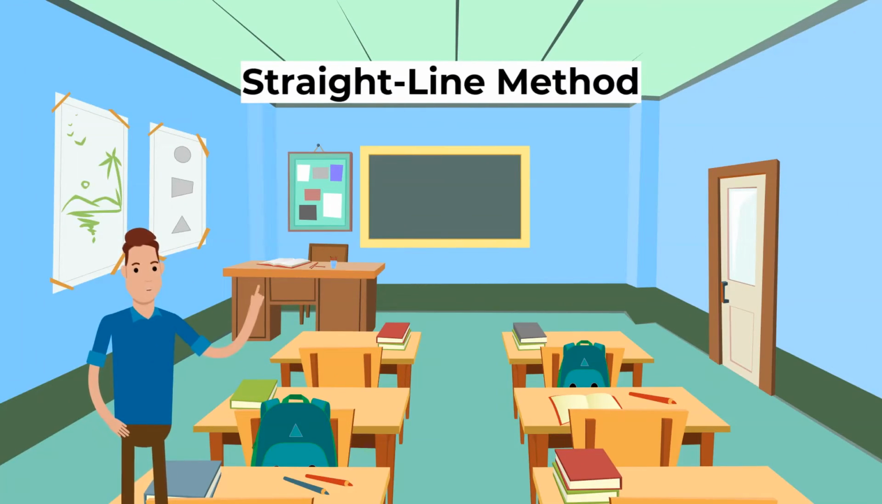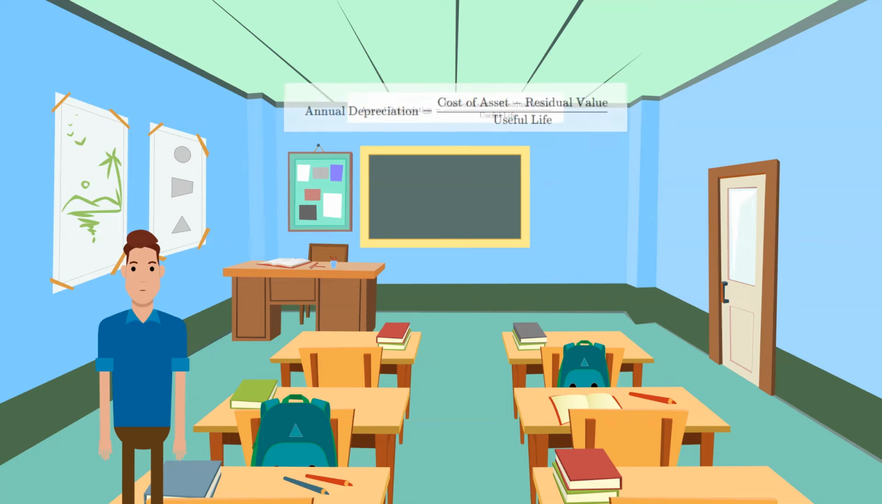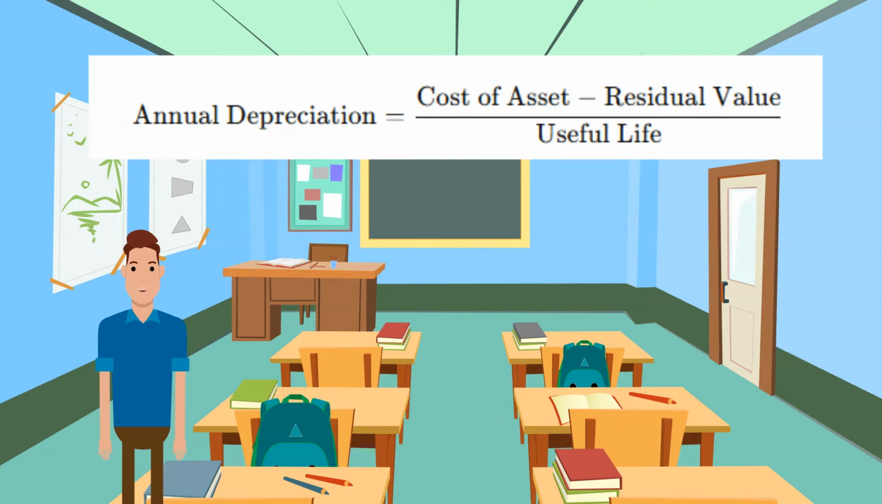The straight line method is the simplest way to calculate depreciation. The asset's cost is reduced by the same amount each year. The formula for calculating the depreciation: annual depreciation equals the cost of the asset minus the residual value, divided by the useful life of the asset.